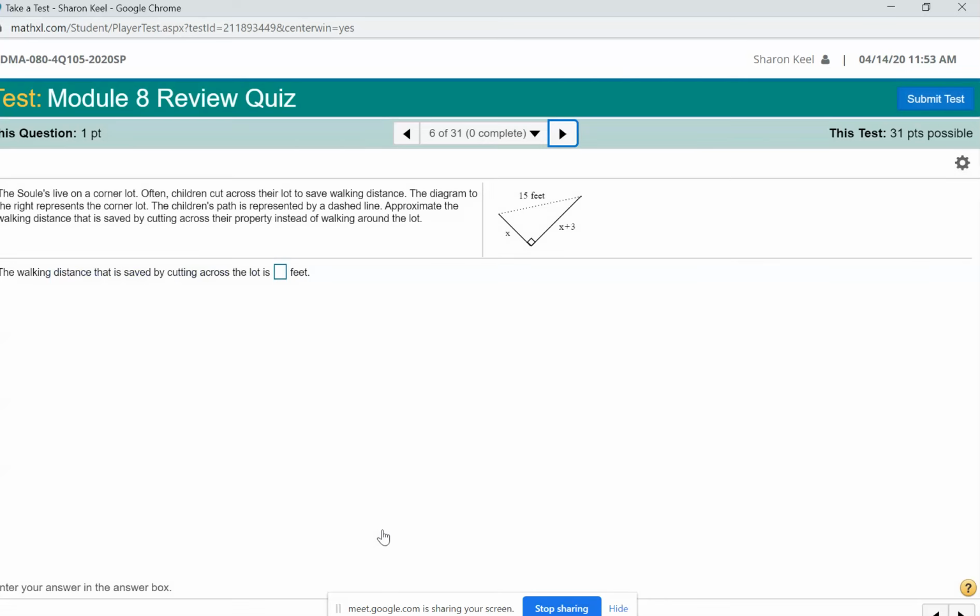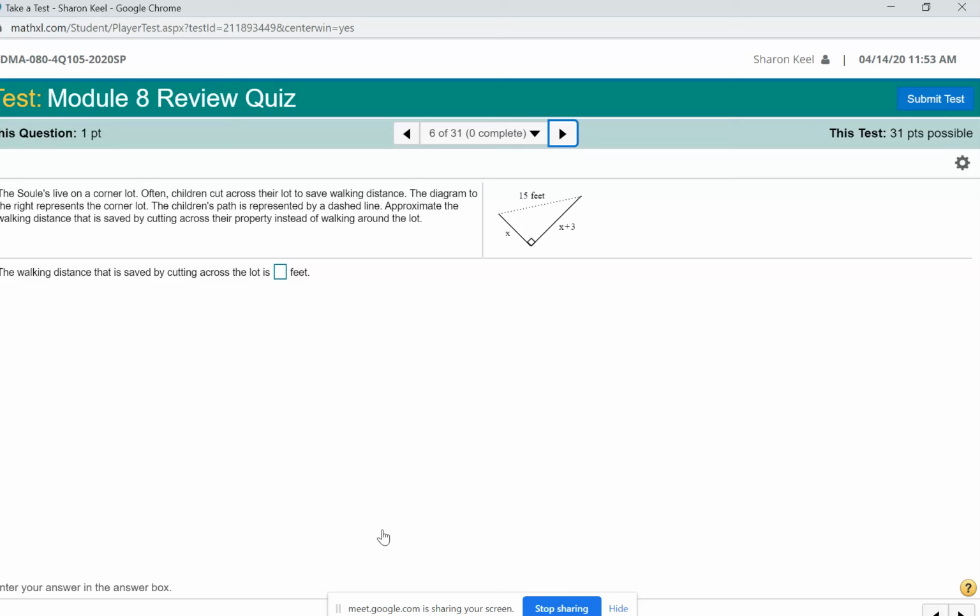Okay, this is a problem. The Sols live on a corner lot. Often the children cut across their lot to save walking distance. The diagram to the right represents the corner lot. The children's path is represented by a dashed line. Approximate the walking distance that is saved by cutting across the property instead of walking around the lot.